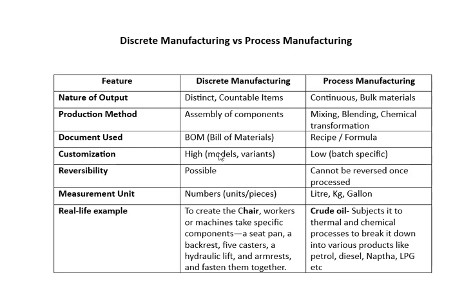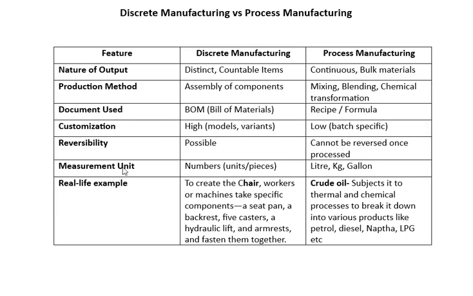Customization: in discrete manufacturing high customization is possible, like models or variants. In process manufacturing customization is quite low, generally batch specific customization is possible. I will tell you in few minutes. Reversibility: in discrete manufacturing reversibility is possible. You can disassemble the product you created, but in process manufacturing it cannot be reversed once processed.